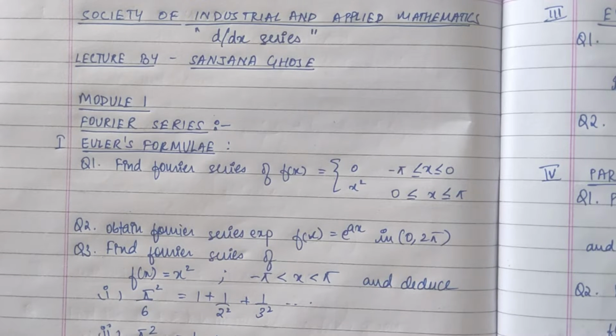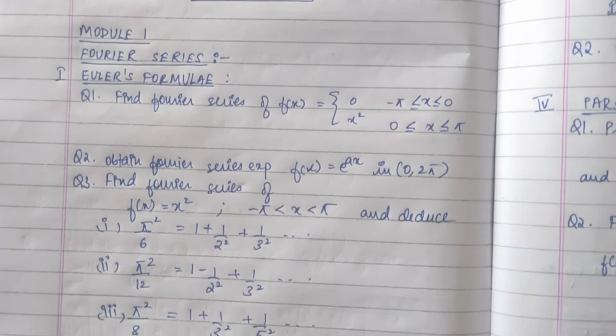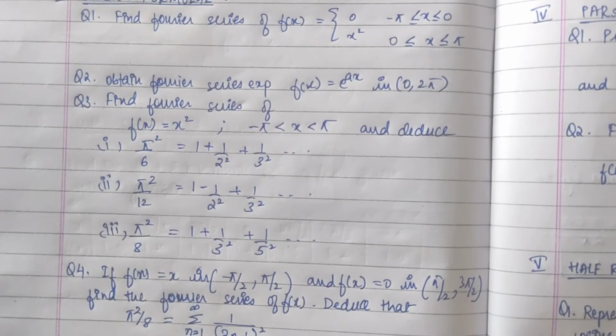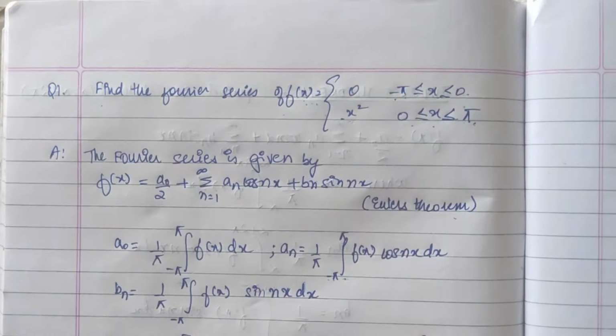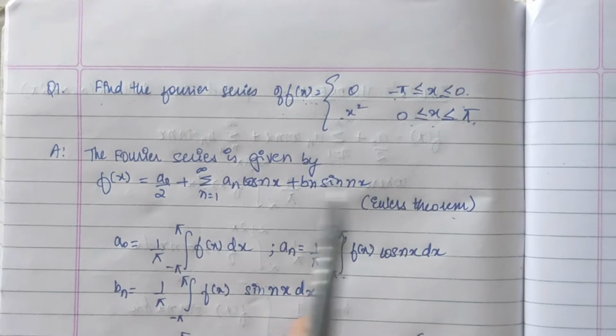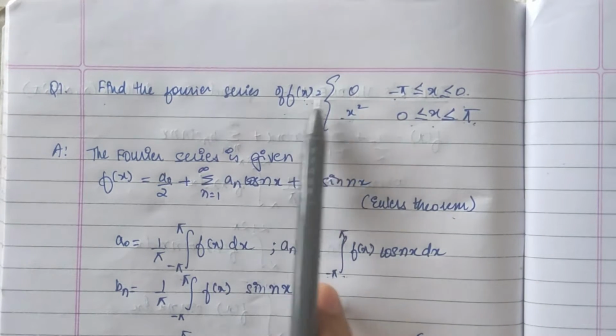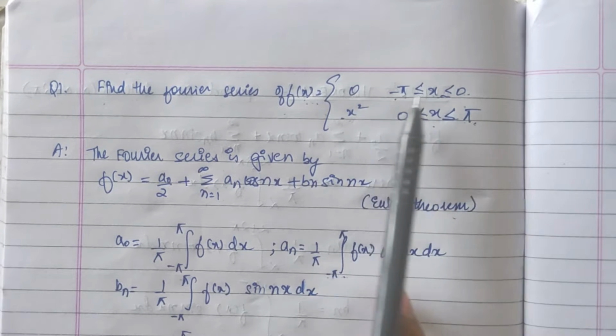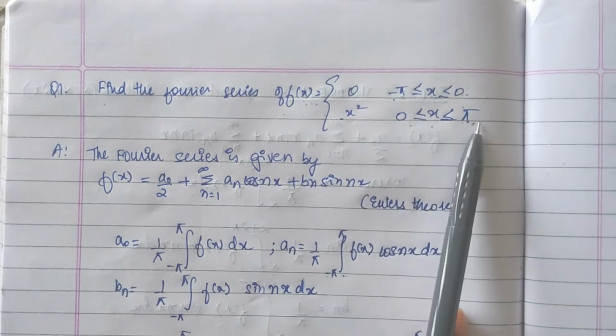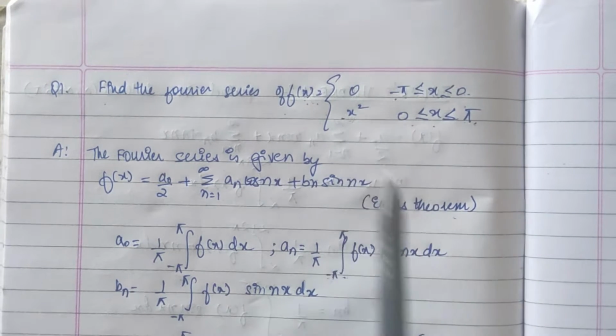So using the formulae that we have studied before, we'll be taking 4 questions which will help clear the concepts and help us know how to implement those formulae in our questions. So first we have, find the Fourier series of f of x where f of x is equal to 0 when x lies in the interval minus pi to 0, and when it lies between 0 and pi, it becomes x squared.